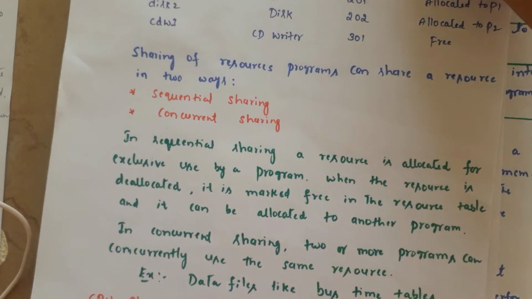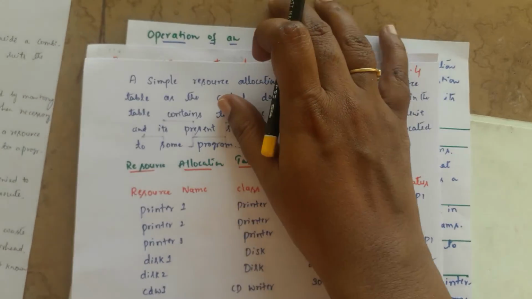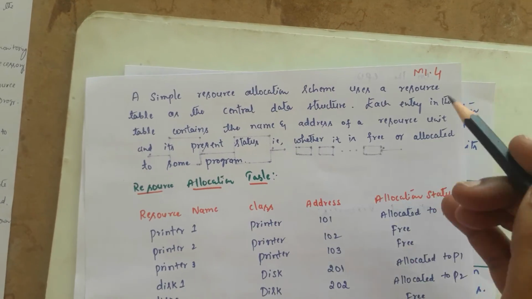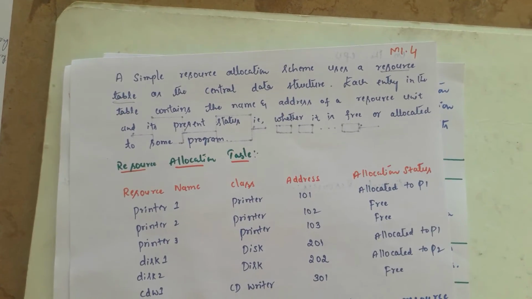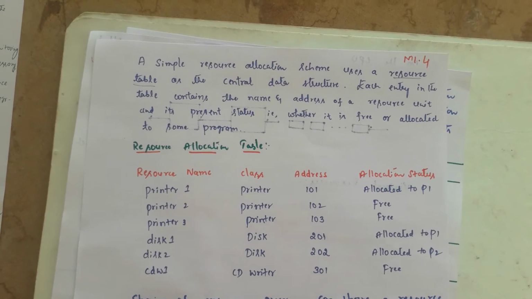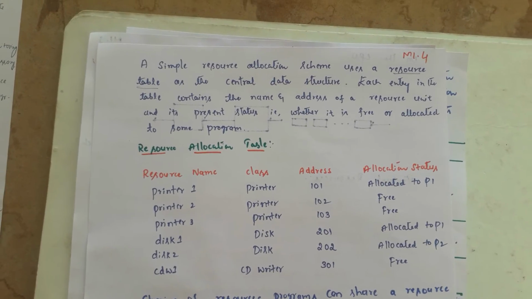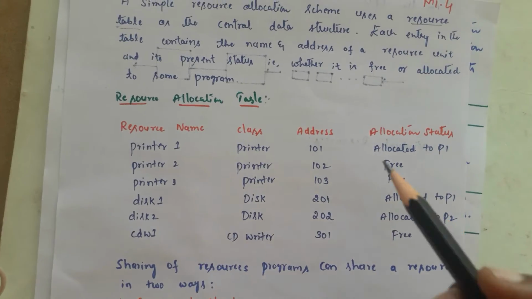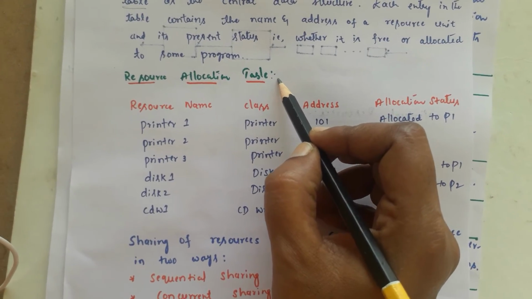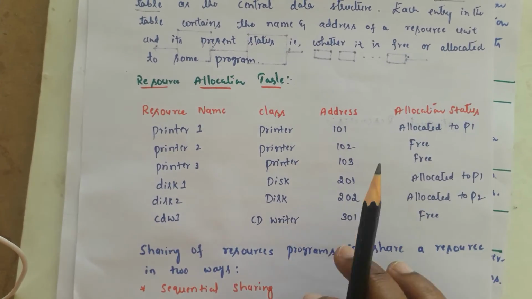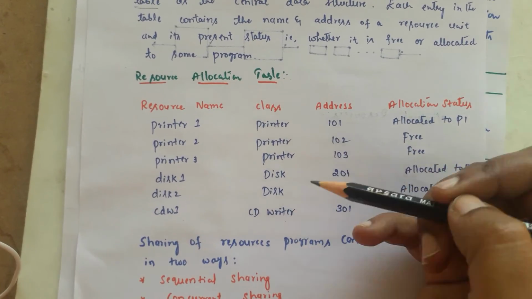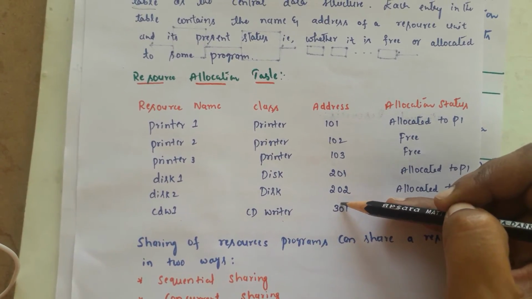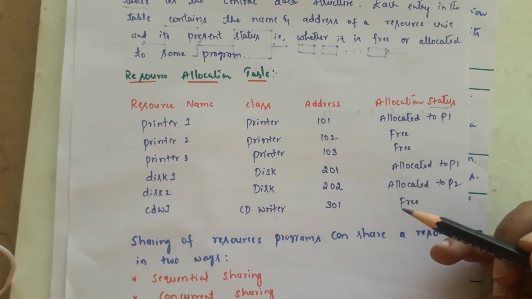So when we come to simple resource allocation, the allocation is based on a resource table, which is easy for us to get an overview of which resources are available, whether they are free or allocated. So we maintain a table, which we call the resource allocation table. Here we list what resources are available, which class they belong to, what address we have given them, and what the status of that resource is.